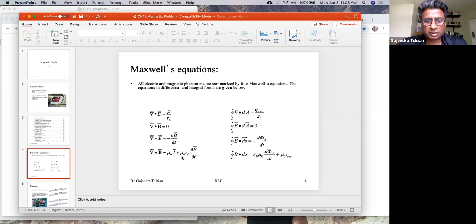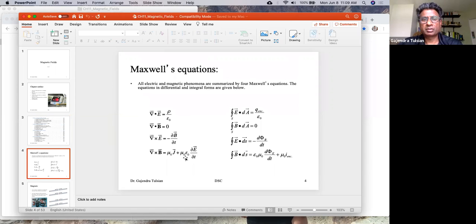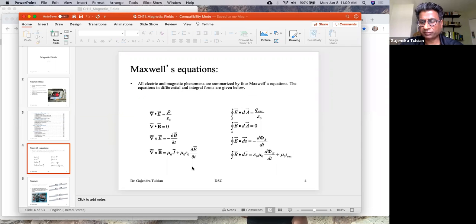So we'll be studying these four equations piecemeal in various chapters. And then we'll talk about inductance. That's where we're headed. Here are the four Maxwell's equations that summarize all electromagnetic phenomena.